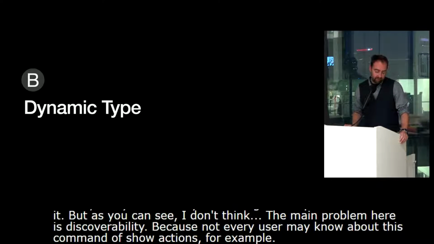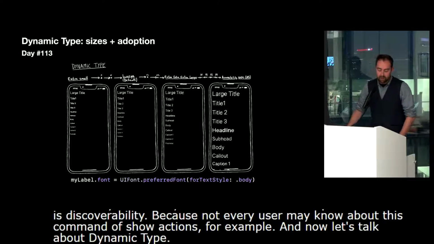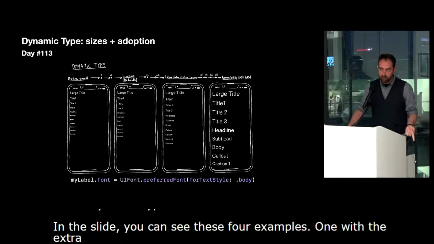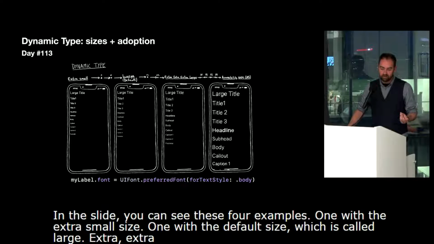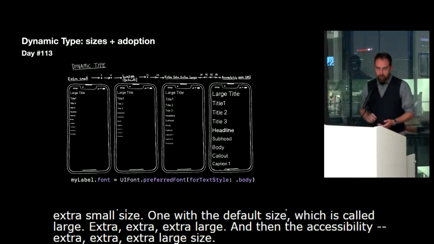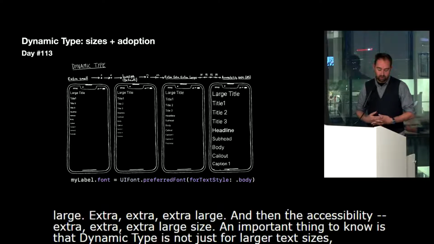And now let's talk about dynamic type. In the slide you can see there are four examples: one with the extra small size, one with the default size, which is called large, extra large, and then the accessibility extra large size. An interesting thing to know is that dynamic type is not just for larger text sizes, but also smaller ones. So it's also about user preference.